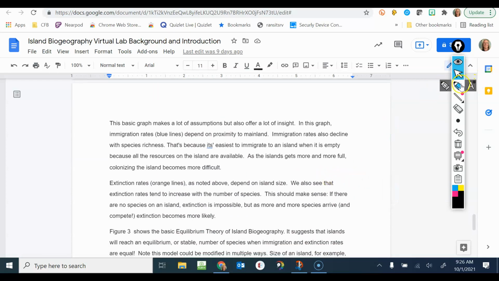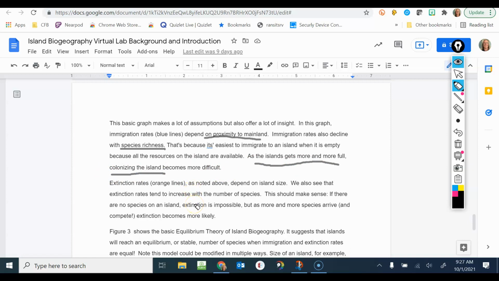Let's make sure that we get the general insights here. The blue line depends on proximity to the mainland. The rate of immigration decreases as we increase the richness of the species. It makes sense that it's easiest to immigrate to an island when it's empty and all the resources are available. As the island gets more and more full, colonizing the island becomes more difficult.